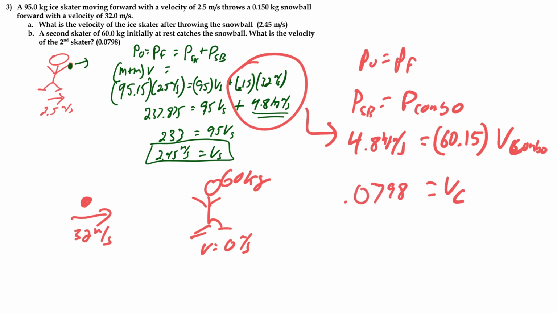0.0798. Okay, very minimal. That's because the snowball is so small, right? The mass is so small compared to the mass of the skater. All right, moving right along.